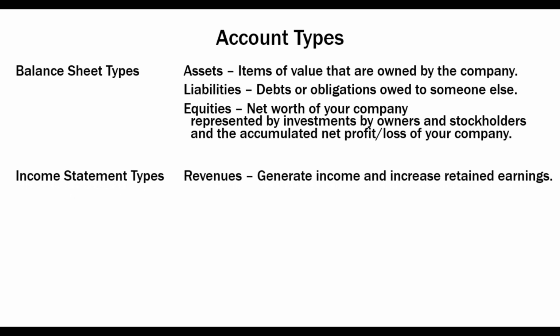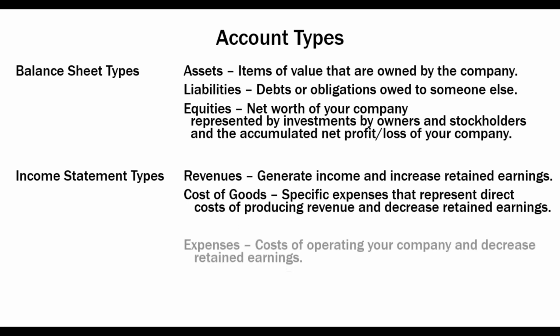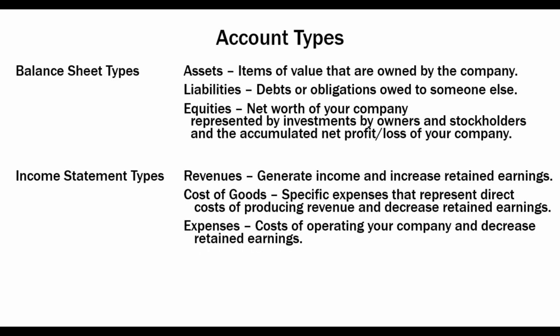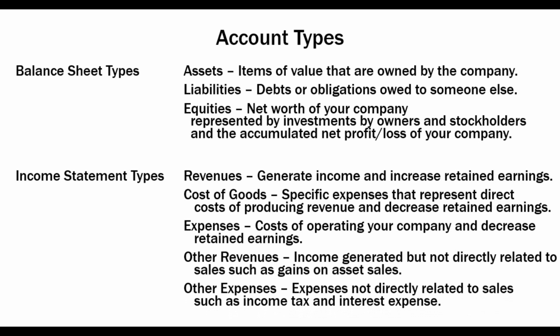And then your income statement account types are revenues, which represent the different ways you generate income. Your cost of goods are specific expenses directly related to producing that income. Your expenses are costs of operating your company. And then other revenue and other expenses are income and expenses not directly related to sales. All of your income statement account types are represented on the balance sheet through an equity account called retained earnings. When you enter revenue and other revenue, it's going to increase retained earnings. When you enter cost of goods, expenses, and other expenses, it will decrease retained earnings.